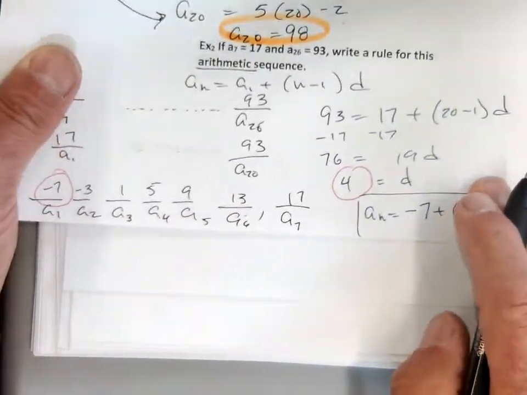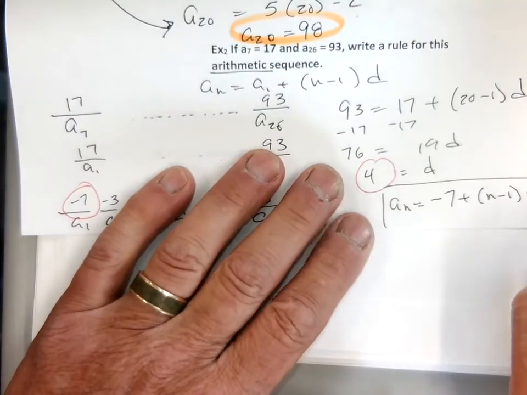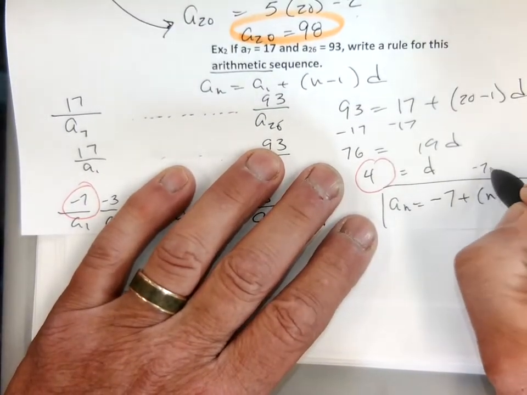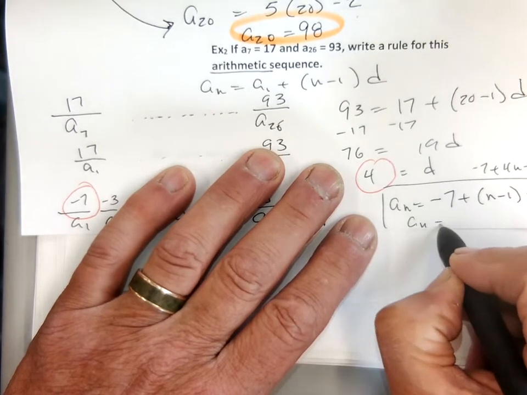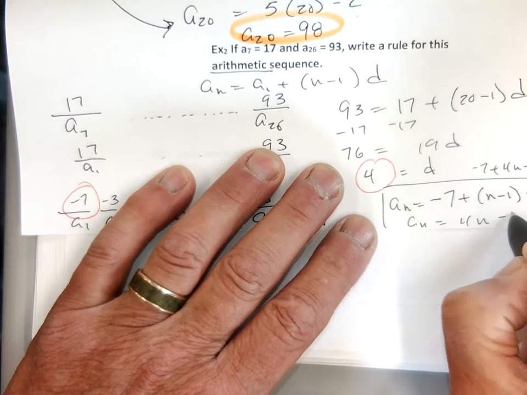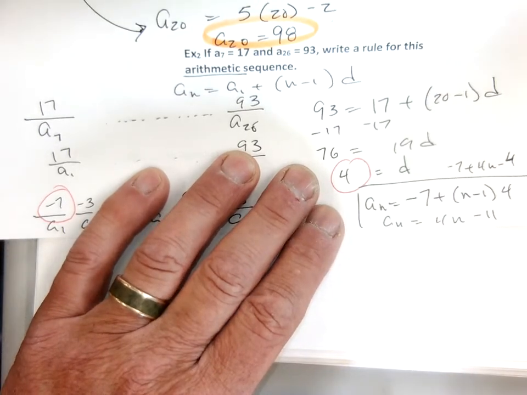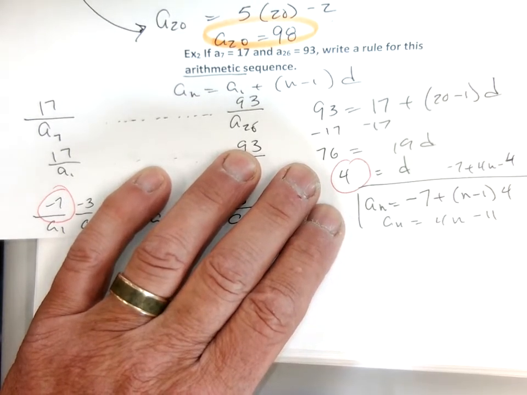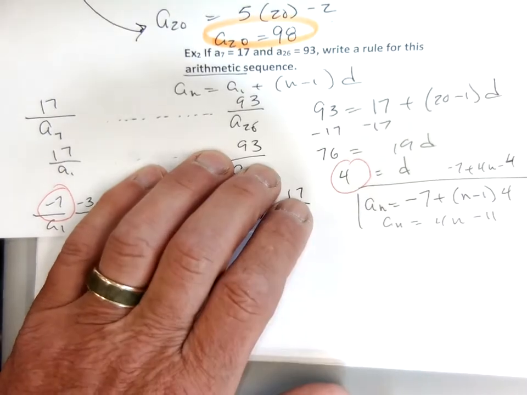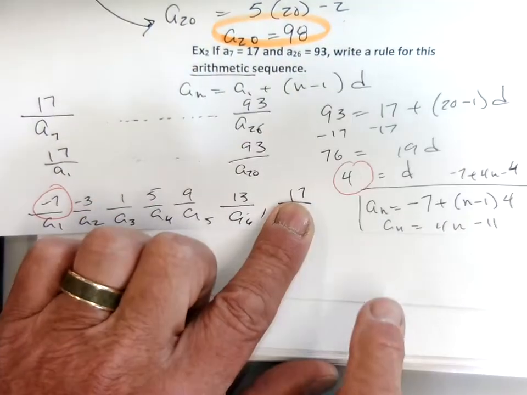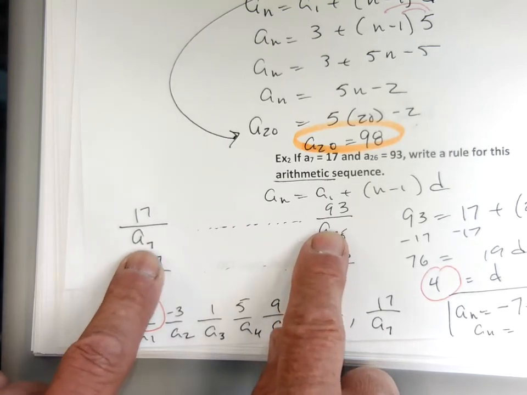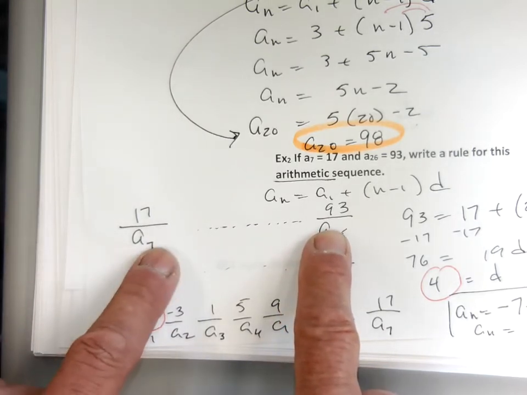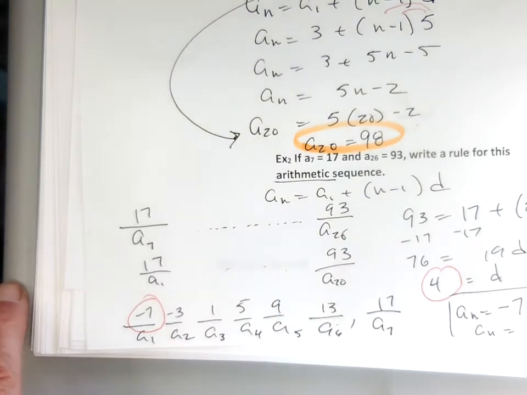I could simplify this if I wanted to. Let's see, what's that going to be? Negative 7 plus 4n minus 4. An equals 4n minus 11. There we go. I just simplified it. Okay. That was a little bit hard of a problem. So the problem I had was on this problem, I'll go one more time, is originally I had to go all the way up to 7 and bring it back. Okay.